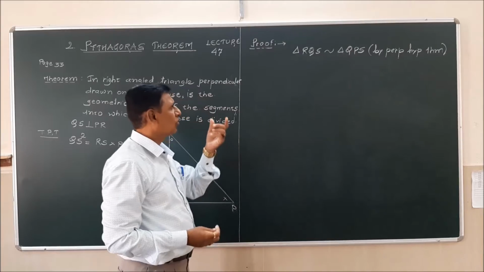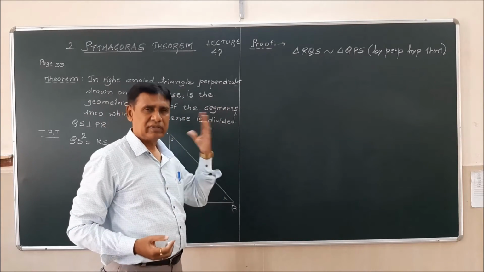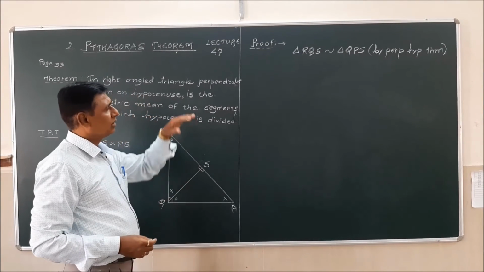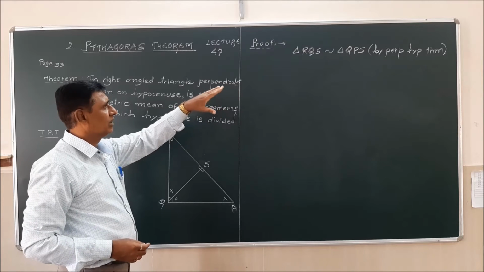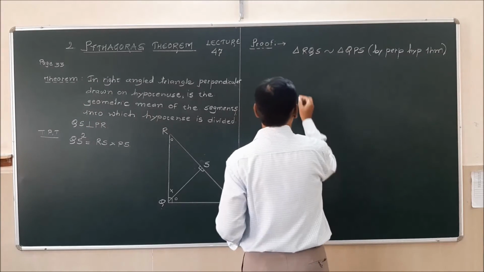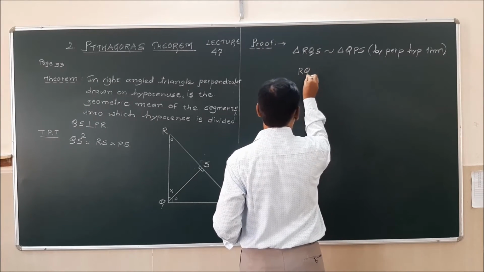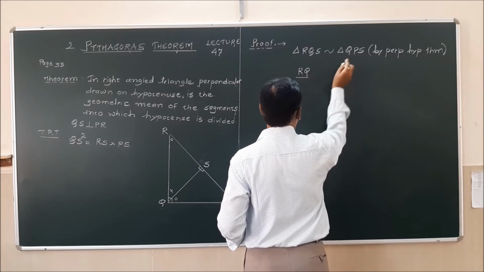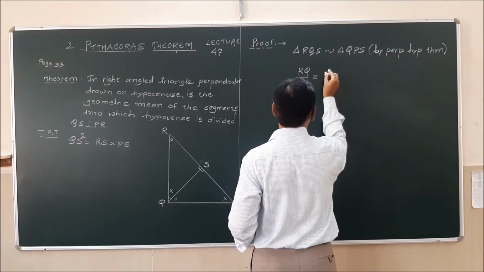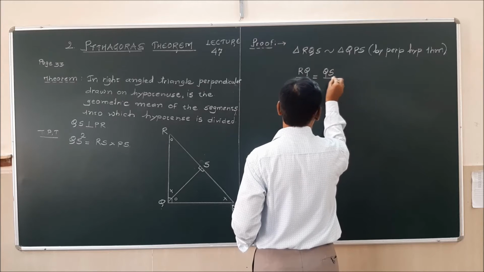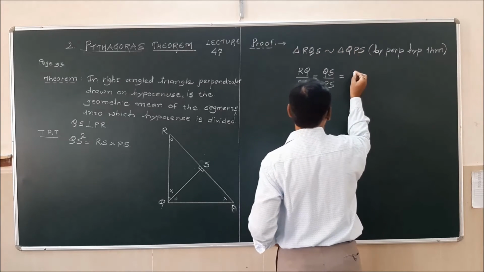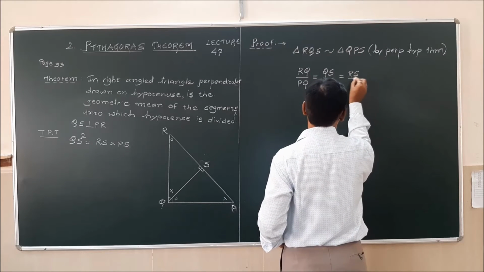In very short form, I have mentioned the name of the previous theorem, that perpendicular hypotenuse. If you write the names of the triangles in this very appropriate way, the next part becomes very easy. Taking the ratio RQ upon PQ, that is equal to QS upon PS, that is equal to RS upon QS.